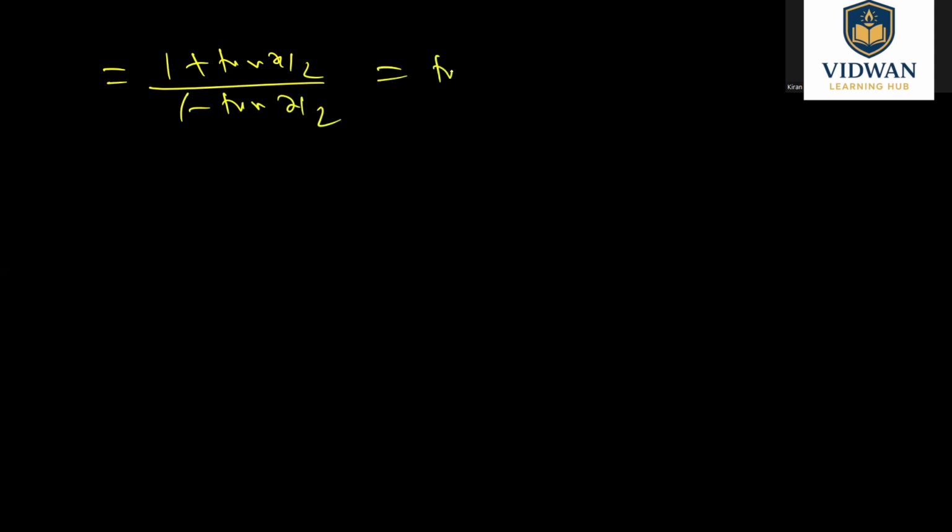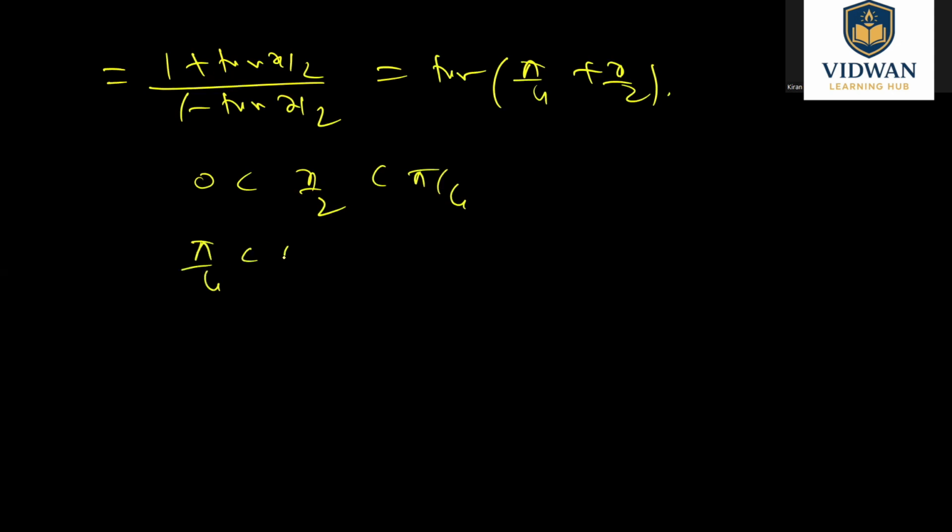So when you open the mod, it will be cos x by 2 minus sin x by 2. And this is the same as, when you divide with cos, 1 plus tan x by 2 by 1 minus tan x by 2. And that is nothing but tan of pi by 4 plus x by 2. Right. And what was the interval for x by 2 we had? 0 to pi by 4. Now I want pi by 4 plus x by 2. Add pi by 4, it becomes pi by 4 to pi by 2.